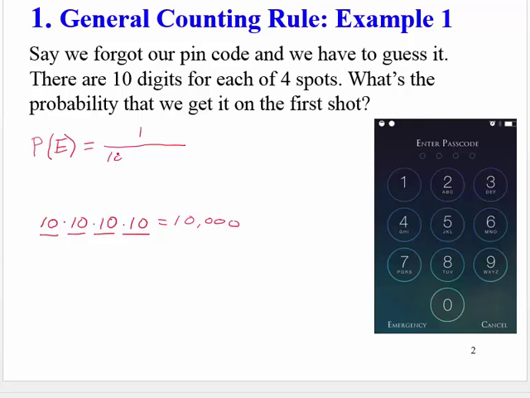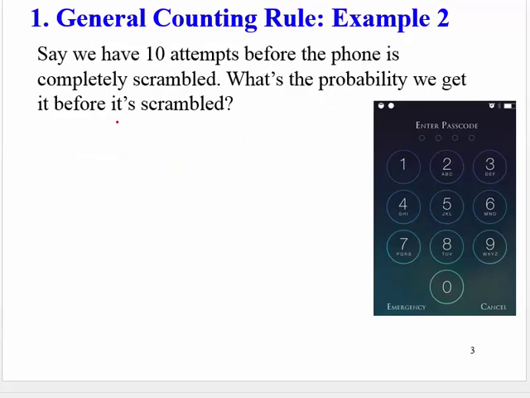So we have a 1 in 10,000 chance of getting it on the first try. And that's equal to, move my decimal place over, 0.0001. Okay.